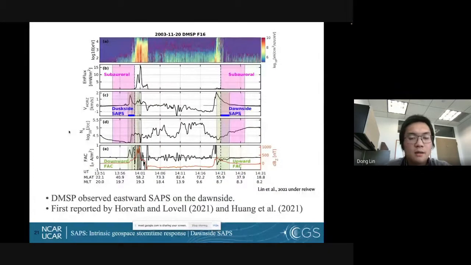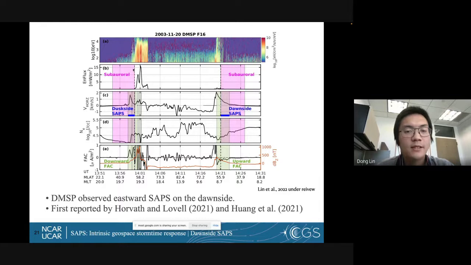However, in a very recent study, actually two studies from last year, these authors reported dawn side SAPS during this event in 2003, November the 20th. So the difference between the dawn side SAPS and the dusk side is that the dusk side SAPS flow westward, but the dawn side SAPS are flowing eastward. But if you look from the top, they are both sunward, if we have to find something in common.